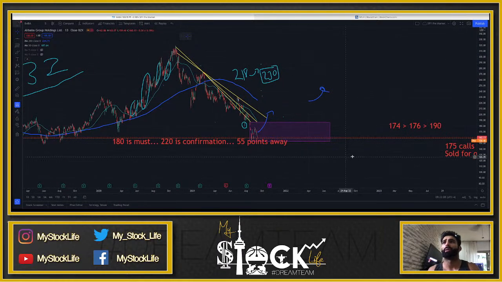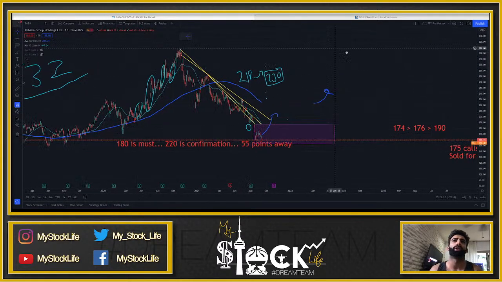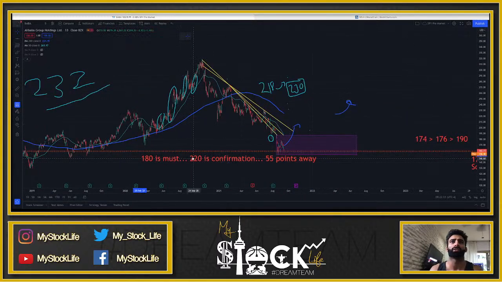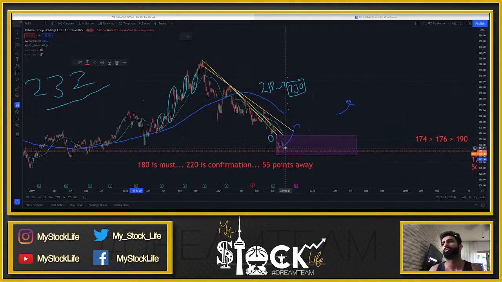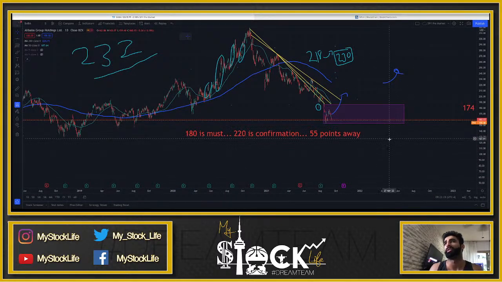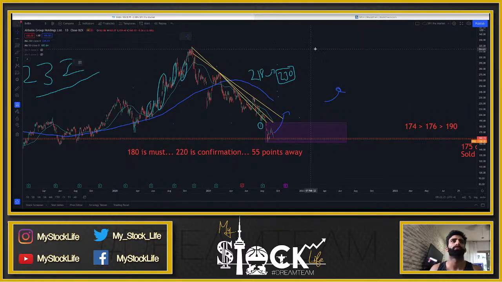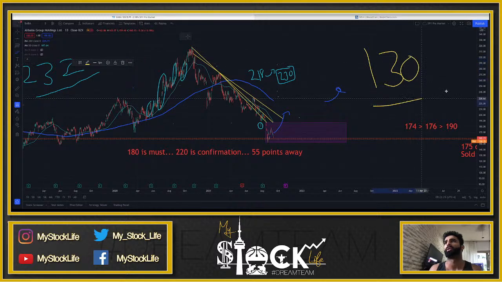But Baba needs 174, but 180 is our ultimate number. 180 is a must. 220 is confirmation. So far away from it, right? What happens here? If it breaks lower, then we do have 130 next. Is it possible? Of course it's possible, right? 130 can be next if it breaks lower. So let's see what they're doing. This is fun.